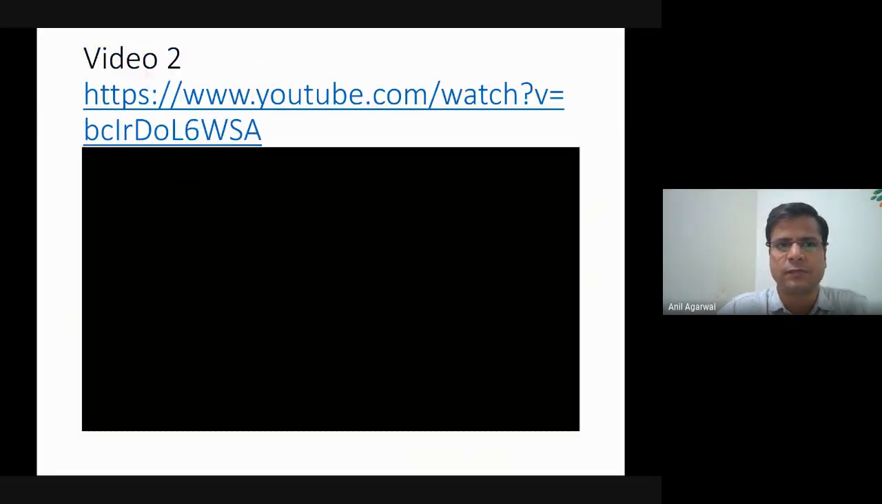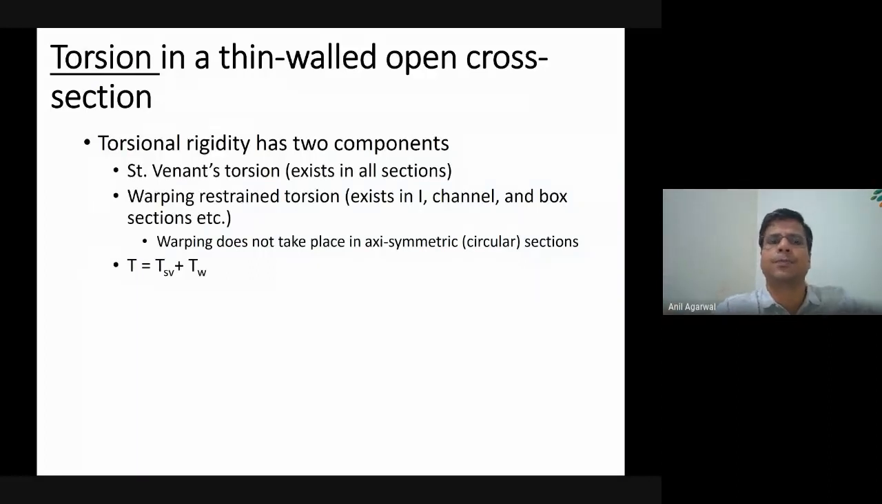There are two videos. The links were already given with the slides. You can go through them. Now, the phenomenon of lateral torsional buckling has two components. Lateral movement, which is a flexural movement.